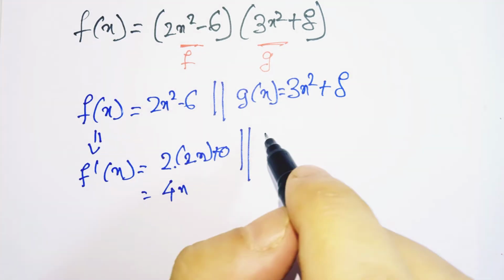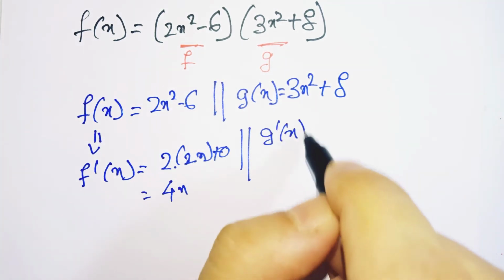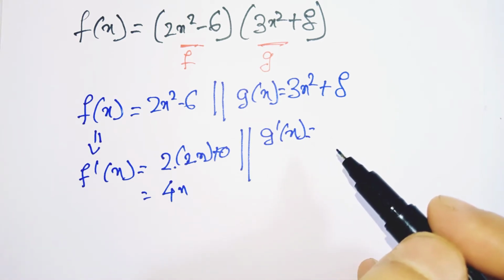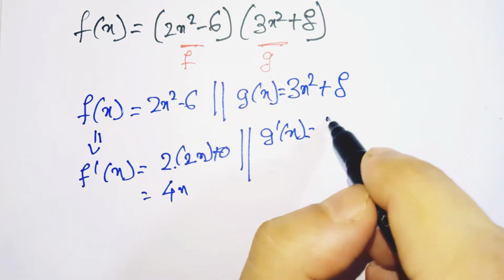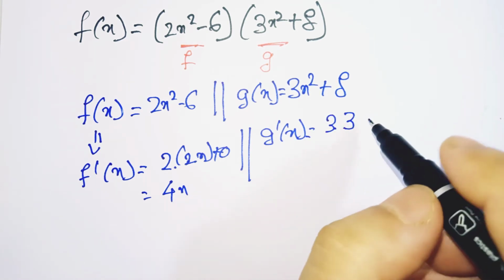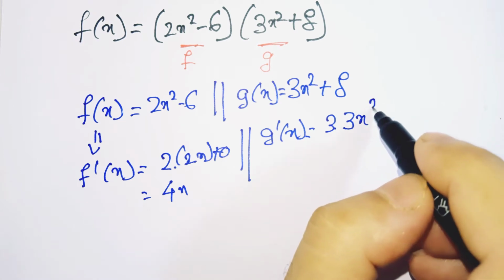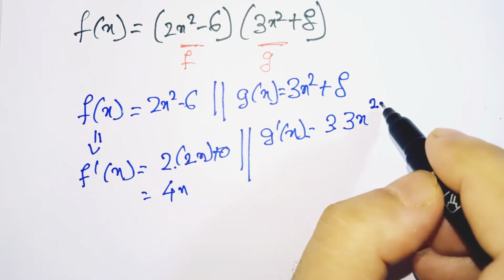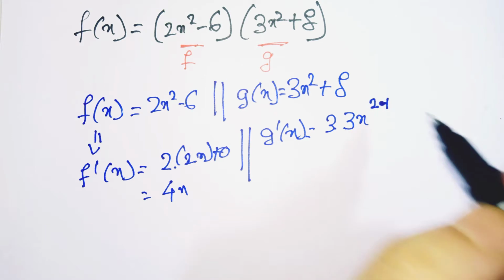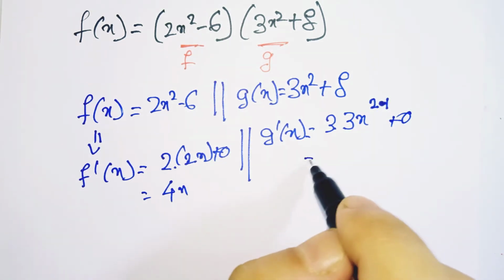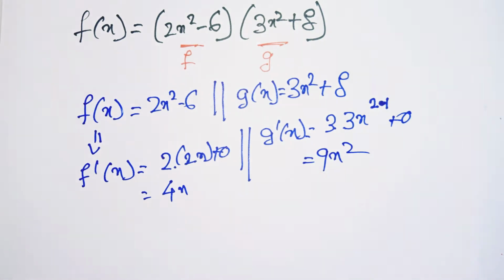And we put another one. So let us find what is the g prime of x. So we do 3 multiplied by 3. Then we get x raised to the power 2 minus 1. Yeah. This would be again 0. So g prime of x would be 9x squared.